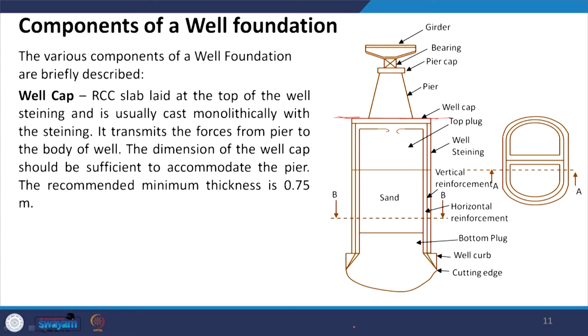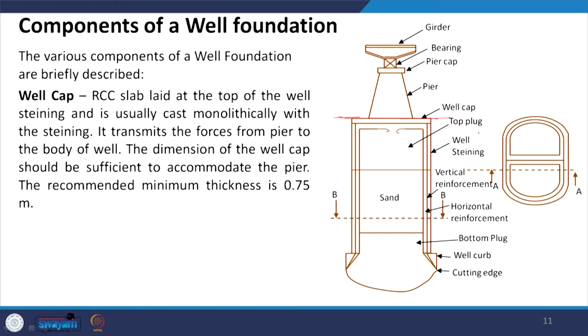So, the well cap is the top base of the pier and above the well foundation. So, the well cap is a connection between these. Then well steining, you could see there is one arrow, it is the main body of the well. If you have a circular well, then you have a cylinder which is made of concrete. So, the well steining is normally made of RCC, reinforced cement concrete. Then you have reinforcement, vertical reinforcement and horizontal reinforcement as shown in the figure.